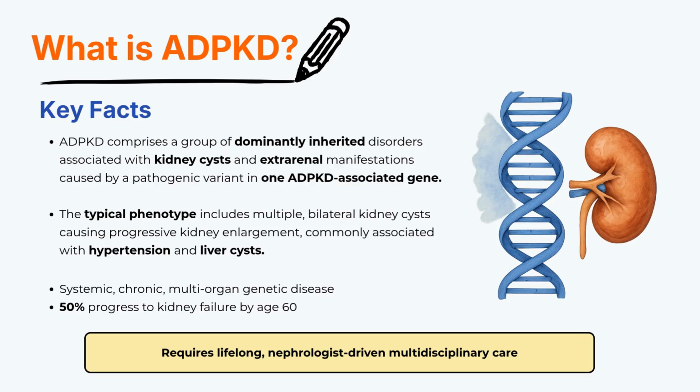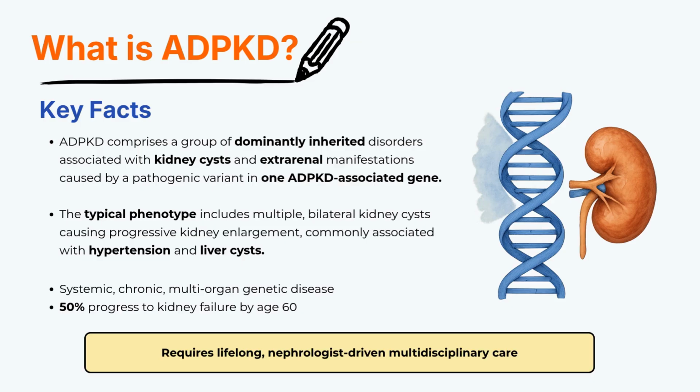in practice. At its core, ADPKD is a dominantly inherited condition, meaning a single mutated gene is enough to cause the disease. These genetic changes lead to the formation of kidney cysts, but it's not just a kidney disease, it's a systemic condition with extrarenal manifestations affecting organs like the liver and sometimes the vasculature.